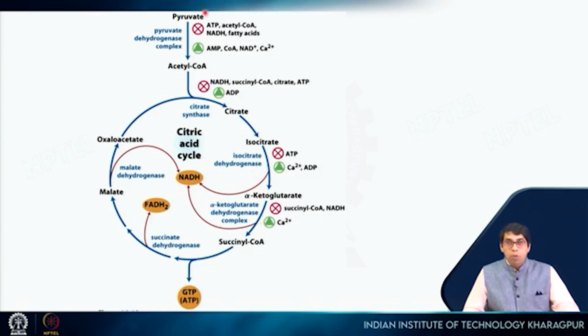So, these are mostly allosteric regulation, and the important factor needed here is the ratio of ATP and AMP, or NADH and NAD plus, or acetyl coenzyme A and coenzyme A. So, the ratio of these molecules determines whether pyruvic acid will go into this citric acid cycle or not.